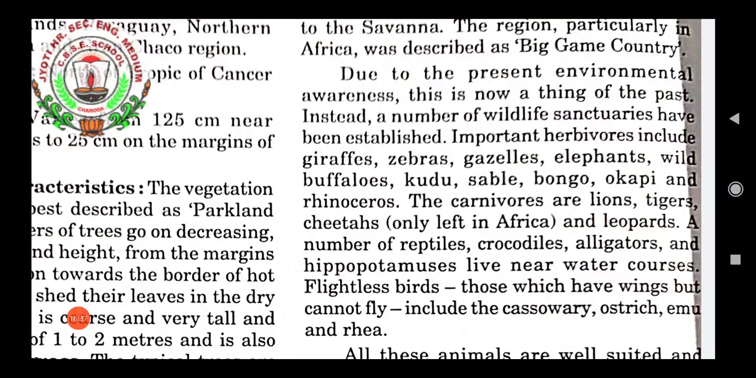But this was earlier. Nowadays, this hunting expedition, or safari, has been banned. So you can say that it is a matter of the past. Now instead of hunting, they have made a number of wildlife sanctuaries, and there they have kept very different kinds of animals. Among herbivores we can see giraffes, zebras, gazelles, elephants, wild buffaloes, kudu, sable, bongo, okapi, and rhinoceros.